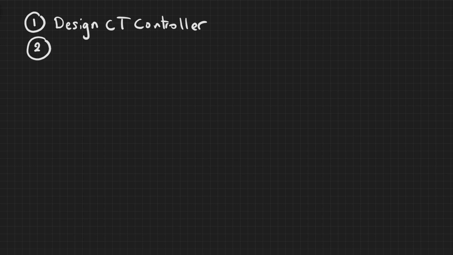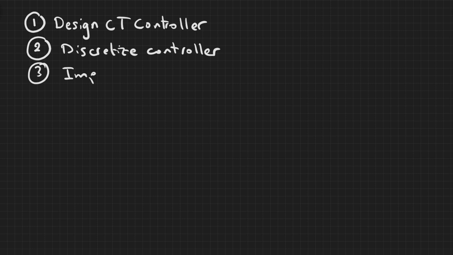So if you remember, in the first method we had three basic steps. The first step was that we start by designing a continuous time or analog controller, right? So that was our first step in the design, and then we discretize this controller, and the final step is to implement this discrete version of the controller.